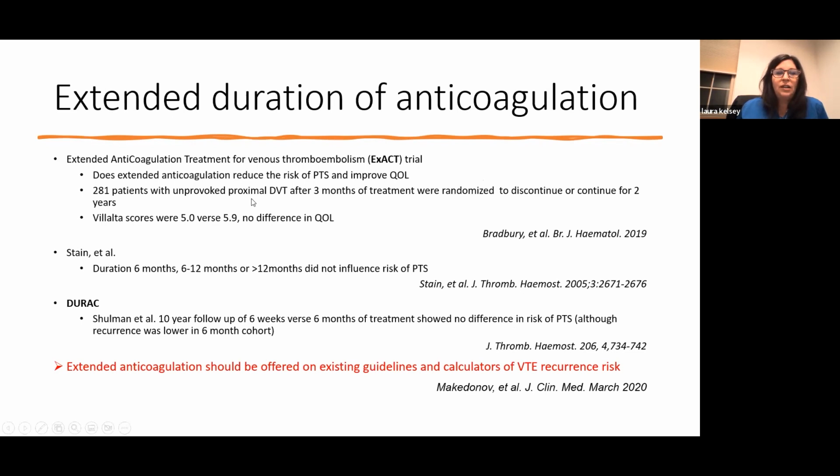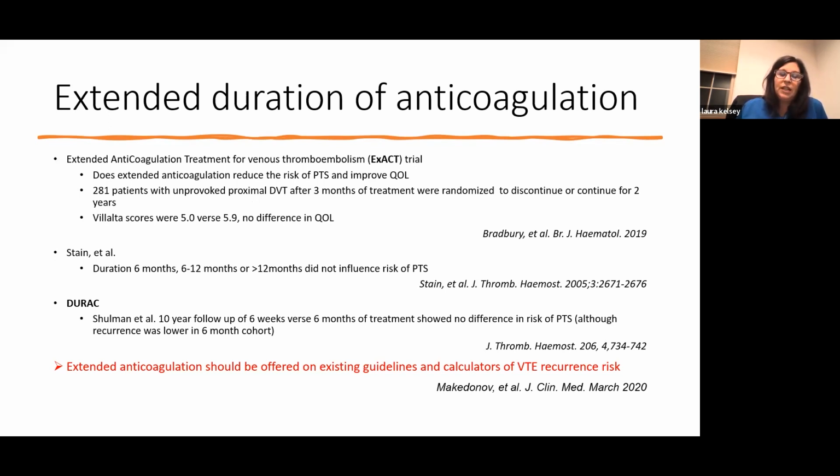So the EXACT trial looked at that very question: does extended anticoagulation reduce the risk or improve the quality of life? They looked at 281 patients. After 3 months of treatment, they were randomized either to discontinue or continue for 2 years, and there was no difference. Stain looked at the duration for 6 months, 6 to 12 months, or greater than 12 months, and found none of that factored into the risk of post-thrombotic syndrome.